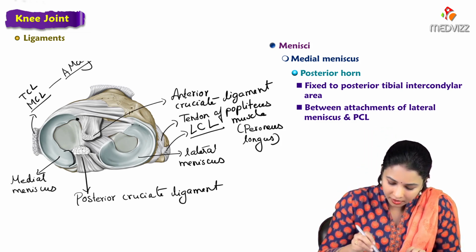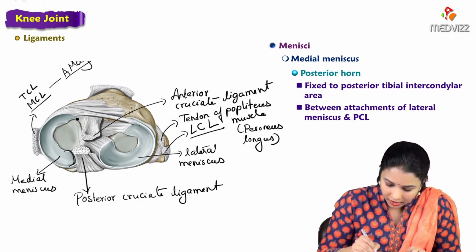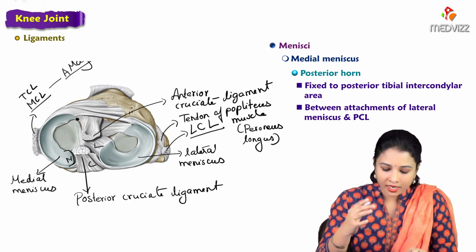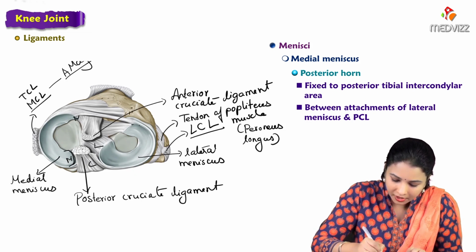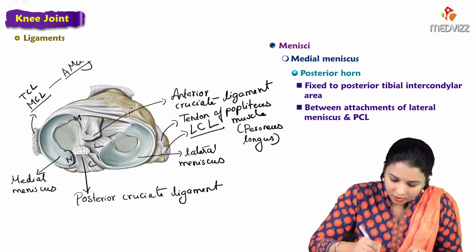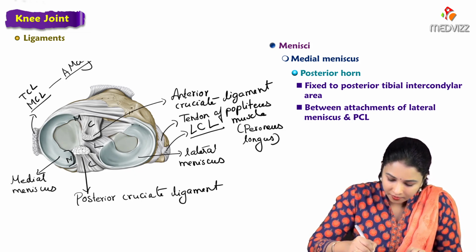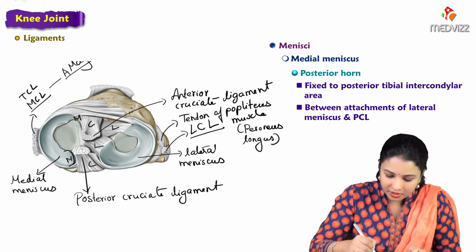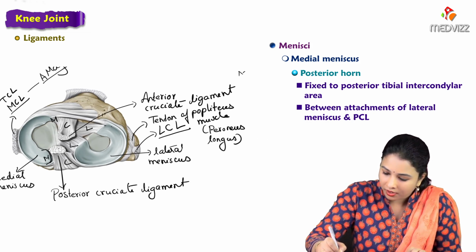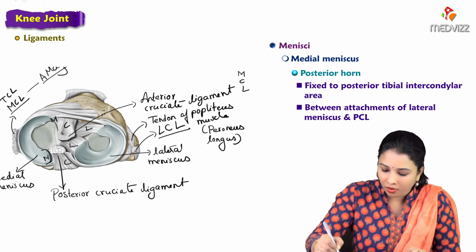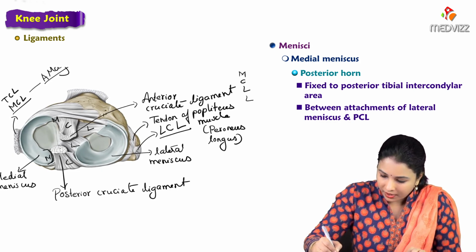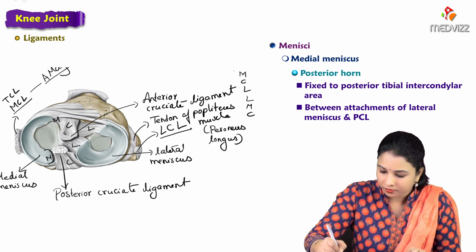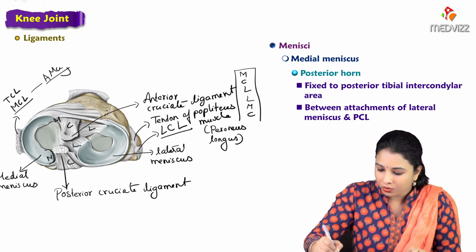So we can remember posteriorly as LMC. Whereas anteriorly we can remember as M, medial meniscus, then cruciate ligament C, then lateral meniscus: MCL. So they are in this order: MCL, Medical College Lucknow. C stands for cruciate ligaments.